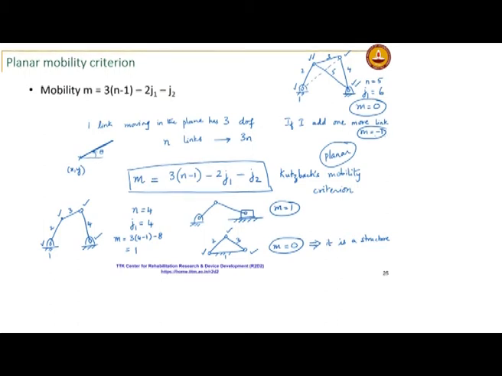So, mobility greater than or equal to 1 implies it is a mechanism, mobility equal to 0 implies it is a structure, mobility less than 0 implies it is a statically indeterminate structure. So, you need more than the static equations of equilibrium to solve for such a system.